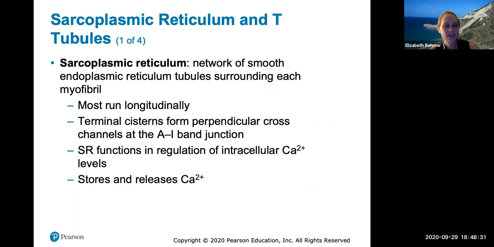Okay, so back into some of the anatomy of the muscle fiber. The sarcoplasmic reticulum is a network of smooth endoplasmic reticulum tubules that surround each myofibril. Most of them run longitudinally, and they form terminal cisterns, which form perpendicular cross channels at the A-I band junction. The big thing about the sarcoplasmic reticulum that I want you to remember is that it helps to regulate intracellular calcium levels. So your sarcoplasmic reticulum stores and releases calcium, and calcium is required during muscular contraction, and calcium is always stored in the sarcoplasmic reticulum.